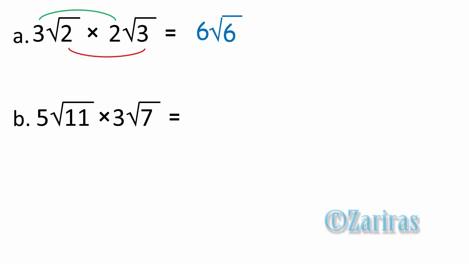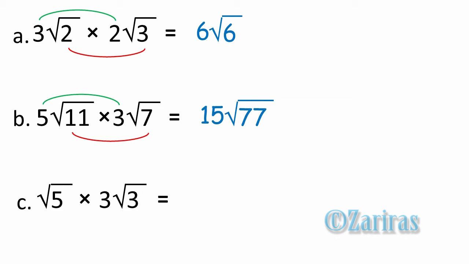So B, we have 5 root 11 into 3 root 7. We have to multiply the number with the number. 15, 5 into 3. Surd with the surd, root 11 into root 7 is root 77. Next we have question C, 5 square root of 5 into 3 root 3. So surd with the surd, square root of 5 into square root of 3 is equal to square root of 15. The 3 is as it is. 5 root 3 is square root 15, 3 root 15.